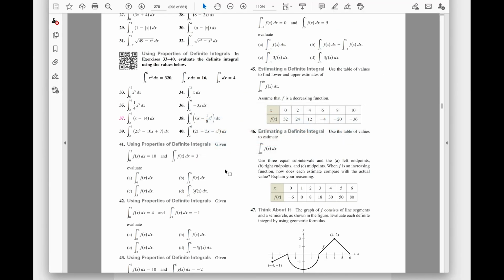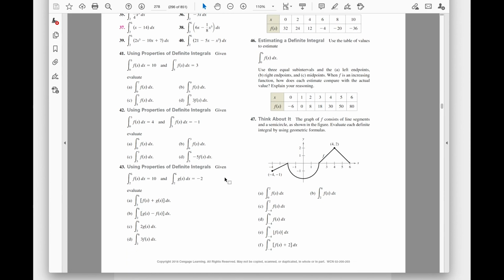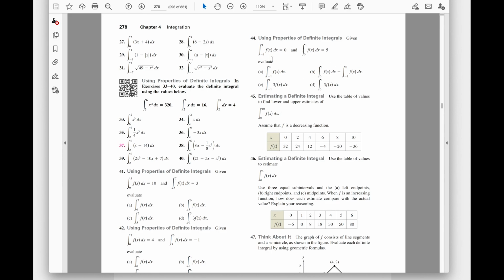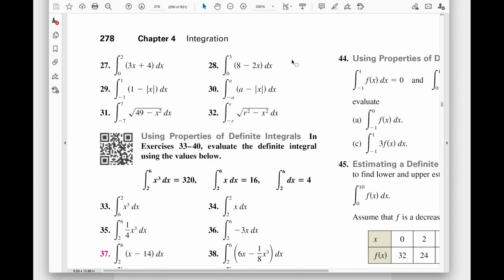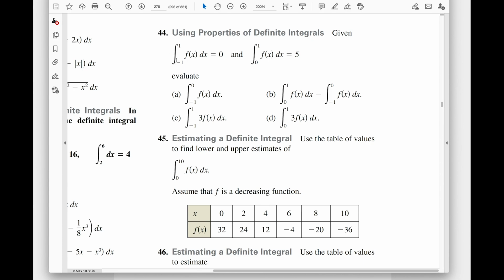All right. Back to the book. Okay, so these are very similar. Still very similar, right? And let's do, how about we do 44 orally? Using properties of definite integrals, given that the integral from minus 1 to 1 f x dx is 0. How about I zoom in so you can see it through the video? I'm talking about 44. Given the integral from minus 1 to 1 f x dx is equal to 0, and the integral from 0 to 1 f x dx is equal to 5. So we know these guys. Evaluate the integral from minus 1 to 0 f x dx.